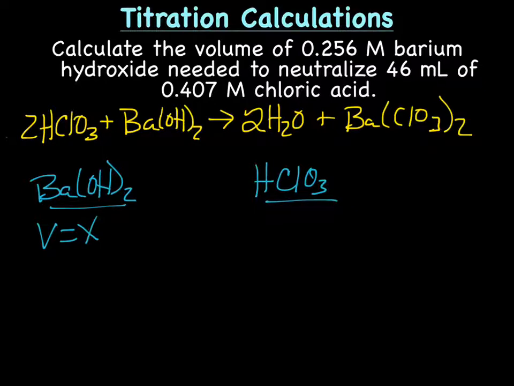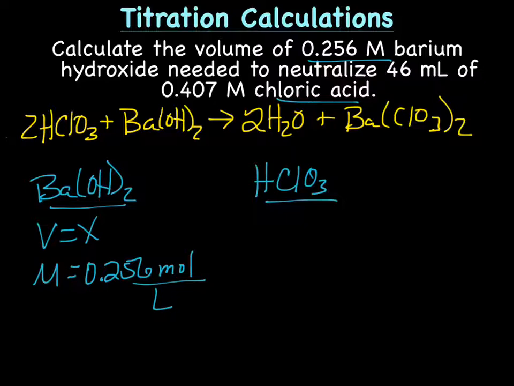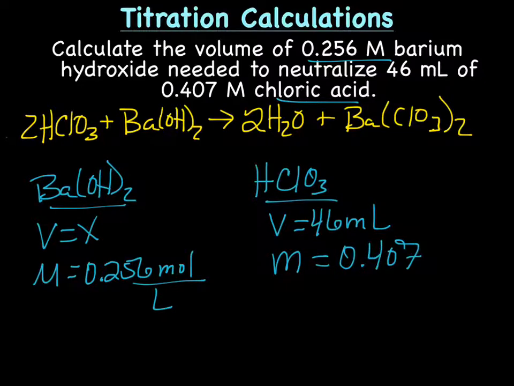They tell us we have the molarity is 0.256, and instead of writing molar, I'm going to write mole over liter because we're going to be doing some calculations at some point. All right, what else do they tell us? If we now go to the chloric acid, they tell us we have a volume of 46 milliliters, and we have a molarity of 0.407 mole per liter.